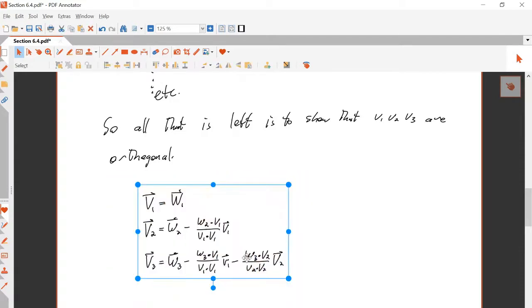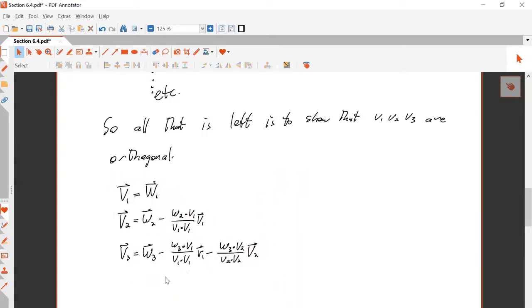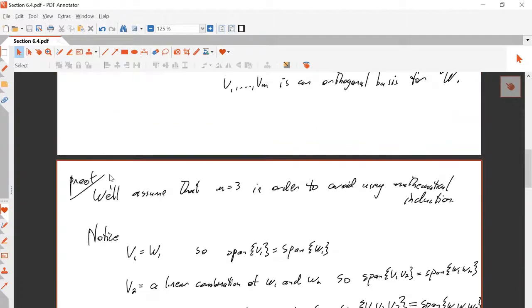Alright, so we just need to check orthogonality of these three vectors. So there's three pairs of vectors to look at. V1 dot V2, V1 dot V3, and you've got to do them in this order. V1 dot V2, V1 dot V3, V2 dot V3, or maybe we should do 4. Let's assume m is equal to 4. It'll look a lot nicer that way.